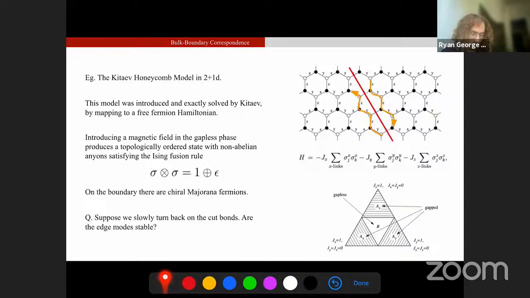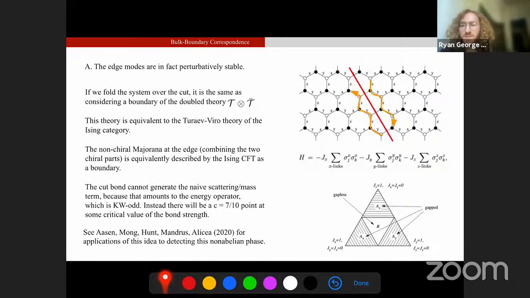It's not true, which is why it's interesting. The edge modes are perturbatively stable. And this is actually the same thing as saying that the Ising CFT is stable under Kramers-Wannier. So I'll be like 2-3 more minutes. If we can map it to this boundary problem by folding the system over the cut.